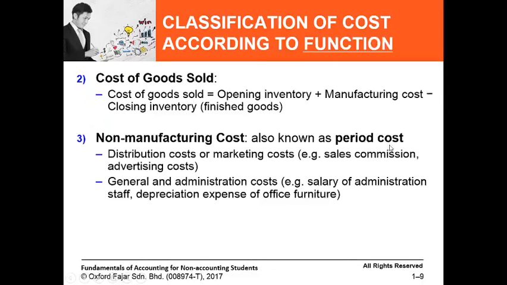We also learned this in the last lecture. It includes the distribution costs or marketing costs, such as the sales commission of the salesperson and the advertising costs of advertising the product. It also includes general and administration costs, such as salary of administration staff, such as account clerk salary, admin clerk salary, and also the depreciation expense of office furniture.